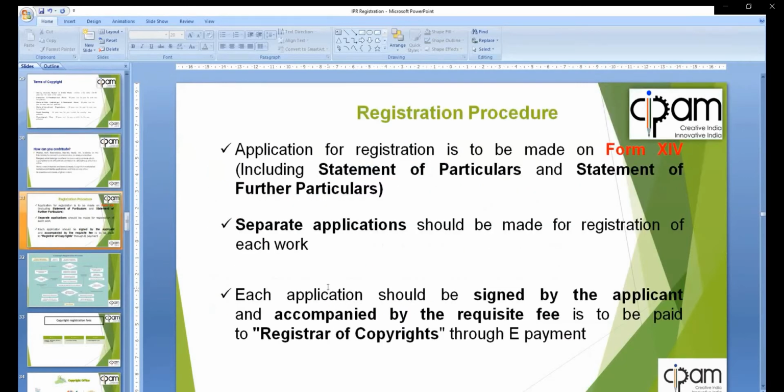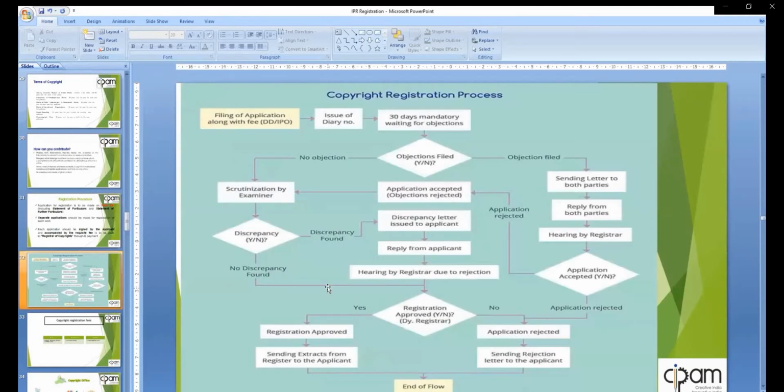So registration process. For registration we have to apply in Form 14, that is the statement of particulars and further statements, and for each separate work we have to file a separate form and separate sets of these applications. This is signed by the applicant and accompanied by the requisite fee to be paid to the Registrar of Copyright. So if we look at the detailing, the filing of application along with fees, that will be a DD or online IPO, issue of diary number, then a 30 days mandatory waiting period for any objections.